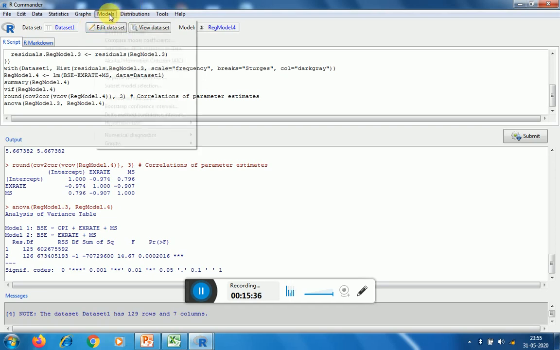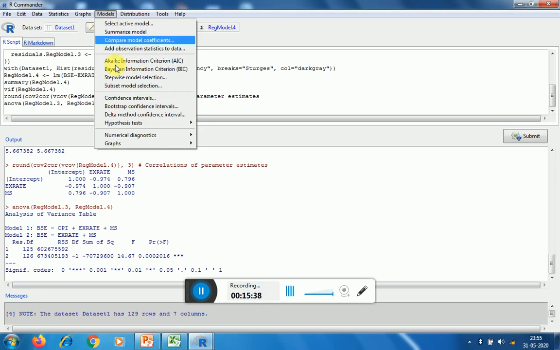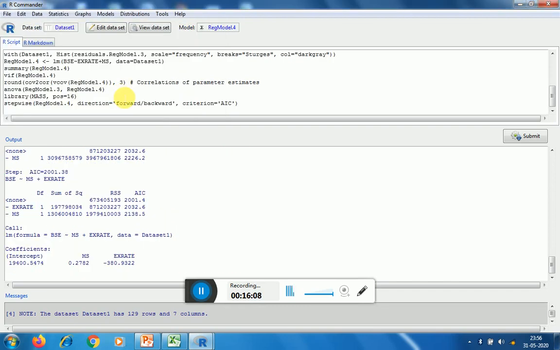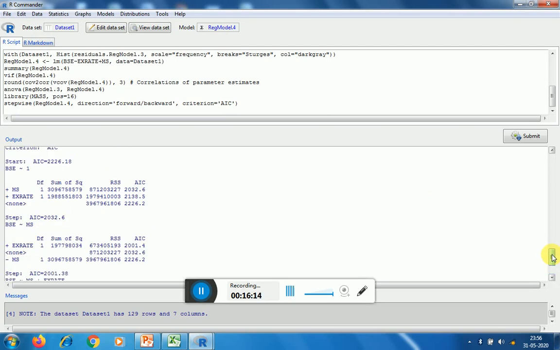Now there is another approach, there is another method. Here directly stepwise model selection also you can do. So if I click on this stepwise, then direction I go for forward to backward, then the criteria. So normally Akaike information criteria is taken. You can go with Bayesian information criteria also, but Akaike information criteria is considered as most popular. So if I click on this and select OK, now here you can see certain results which are obtained.